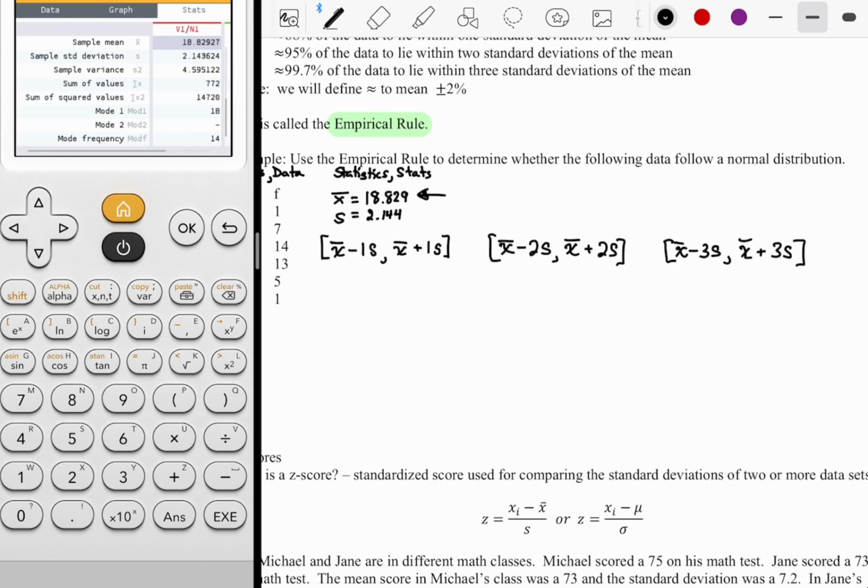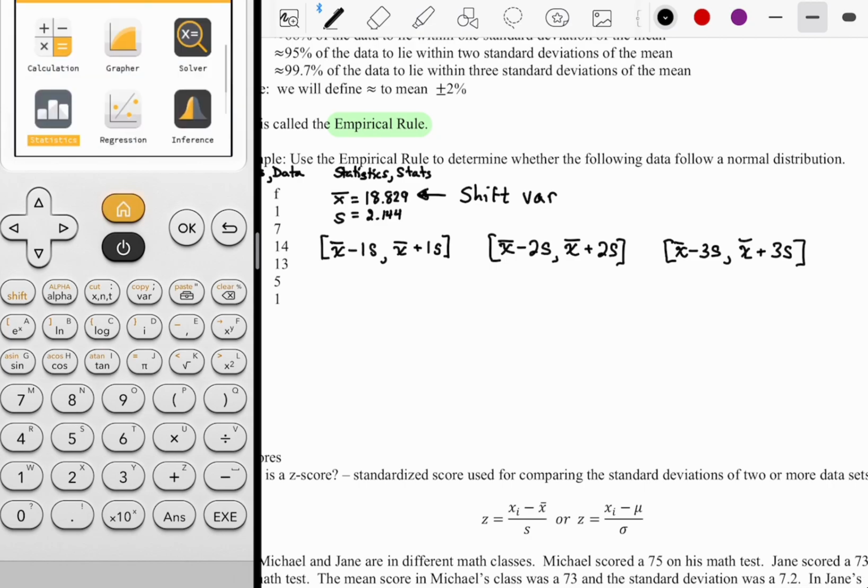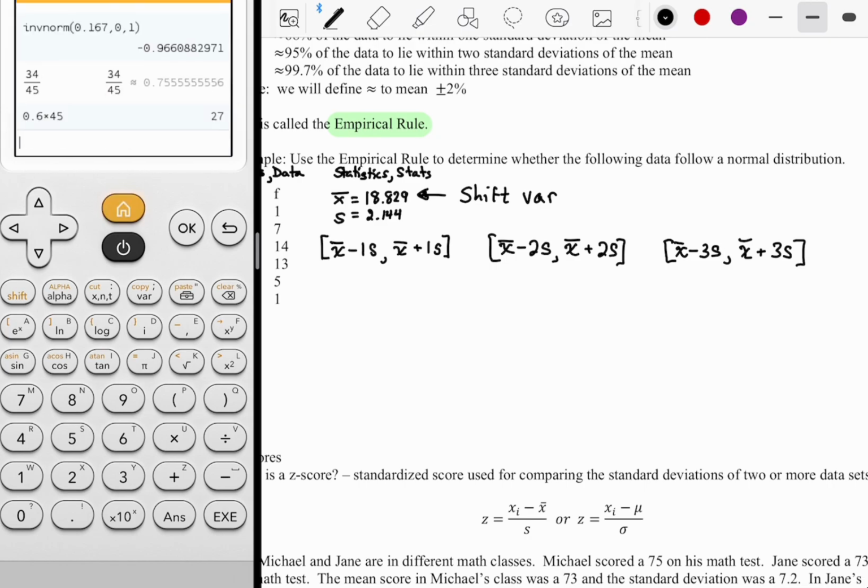So what I'm going to do is go right onto that 18.82927 and hit Shift var. It's two to the left of the clear button. It's right next to the toolbox, basically. Yeah, so Shift var, and then go back into your home screen. So hit home, go to calculation, and then Shift toolbox.